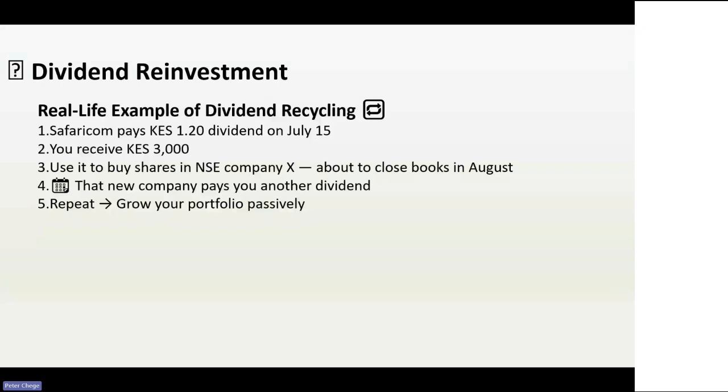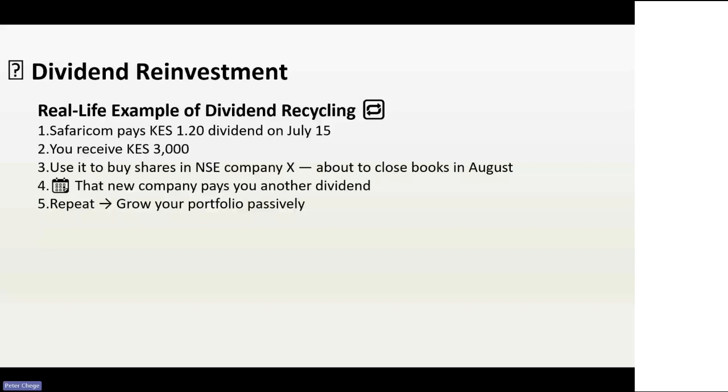We'll come to that. So let's say Safaricom pays a dividend on 15th July. You receive your money, let's say 3,000, at some date. You use that dividend to buy now that company, let's say X, that is about to close books now after you have received your dividend. So on July 15th, you receive your dividend. Then within corporate actions, there is another company that announced they are giving dividend, and book closure, let's say, is on 1st August. So you buy that counter using that dividend.